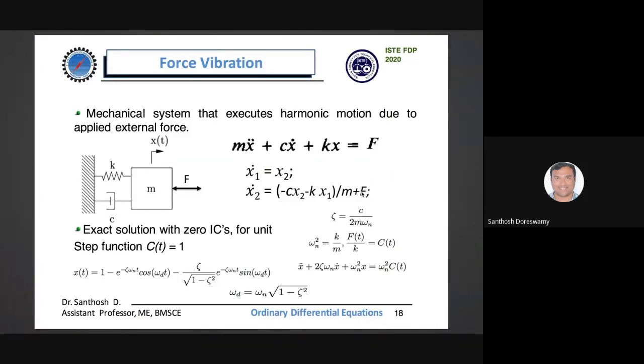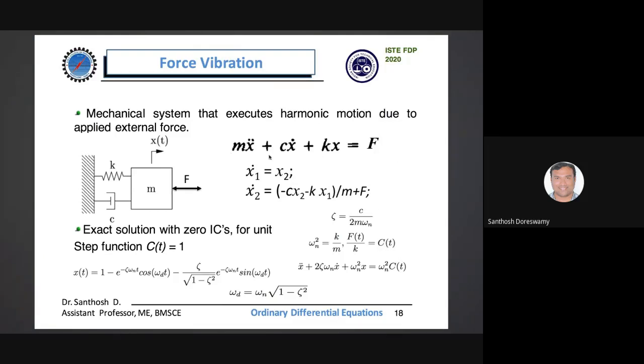Now this equation I'll try to modify. I'll use the damping ratio: first I'll divide this equation by f, and then define two important quantities. k by m gives me my natural frequency, omega n square, and zeta is given by c by 2m omega n. On the other side, if I divide f by k, you will get c of t.